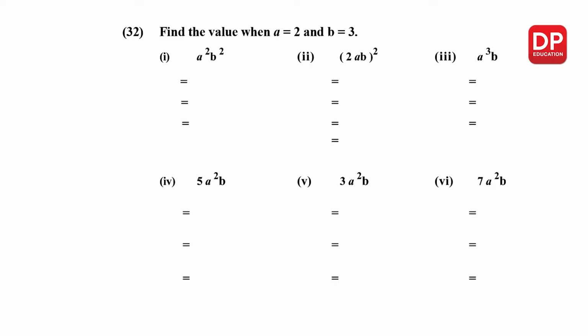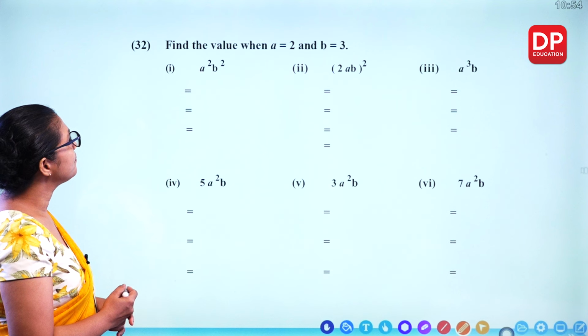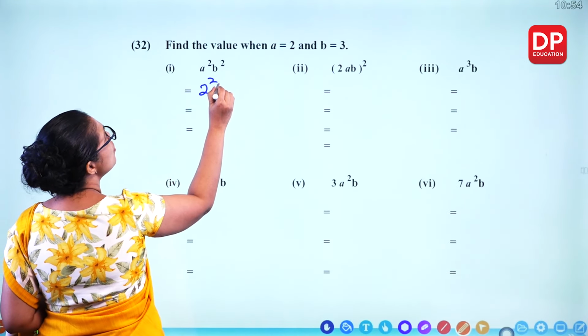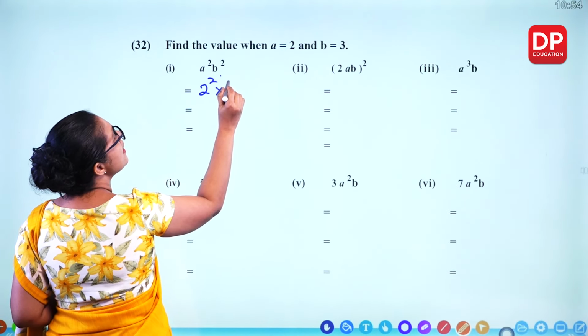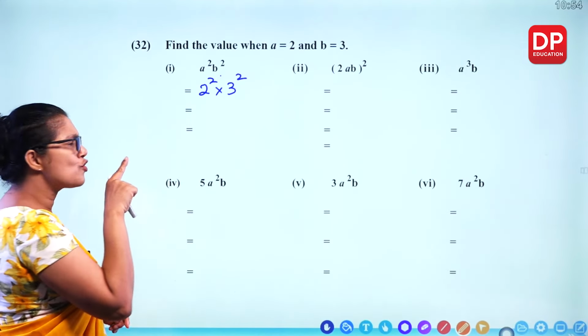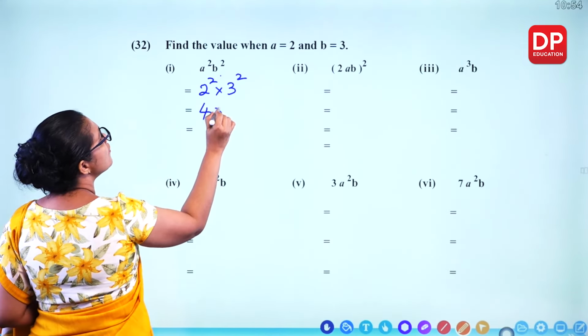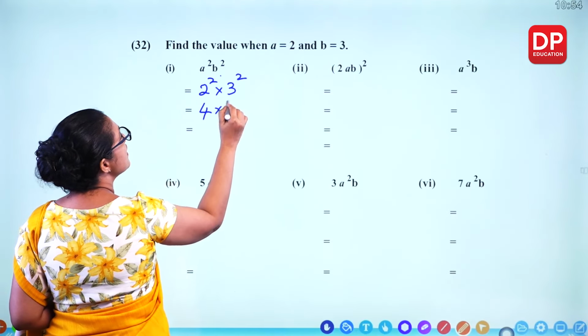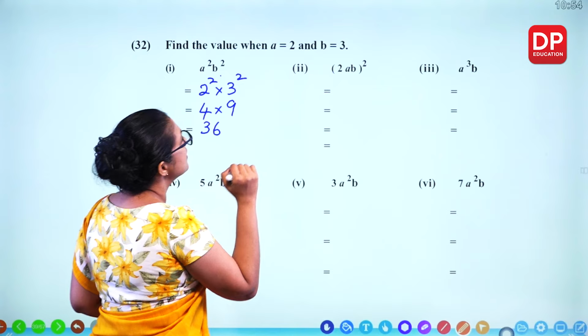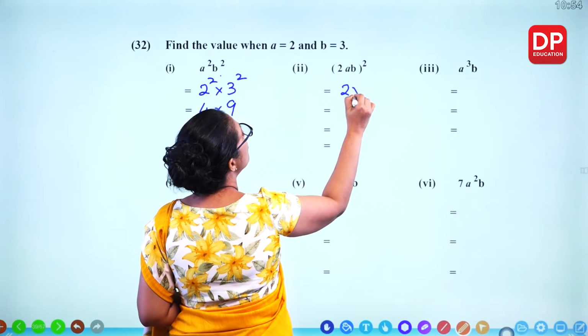Find the value when a equals 2 and b equals 3. So we'll substitute. A is 2, so 2 to the power 2, and b is 3, 3 to the power 2. 2 to the power 2 means 2 times 2, 4. 3 to the power 2 means 3 times 3, 9. 9 times 4, 36.